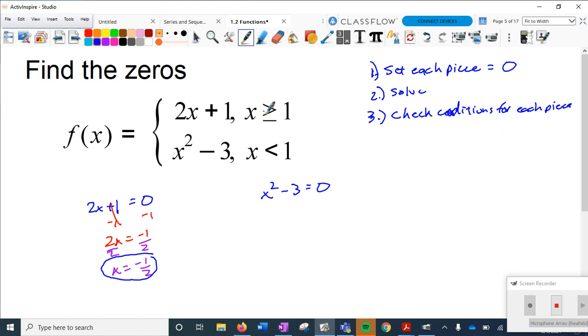Okay, so look at this condition. In order for me to use this piece, x has to be greater than or equal to 1. Is this x that I'm saying is a zero, if this was the x value I'm trying to input, would it even get put into this piece? No. Okay, it does not meet the condition. So I don't get to keep that answer. This piece has no zeros.